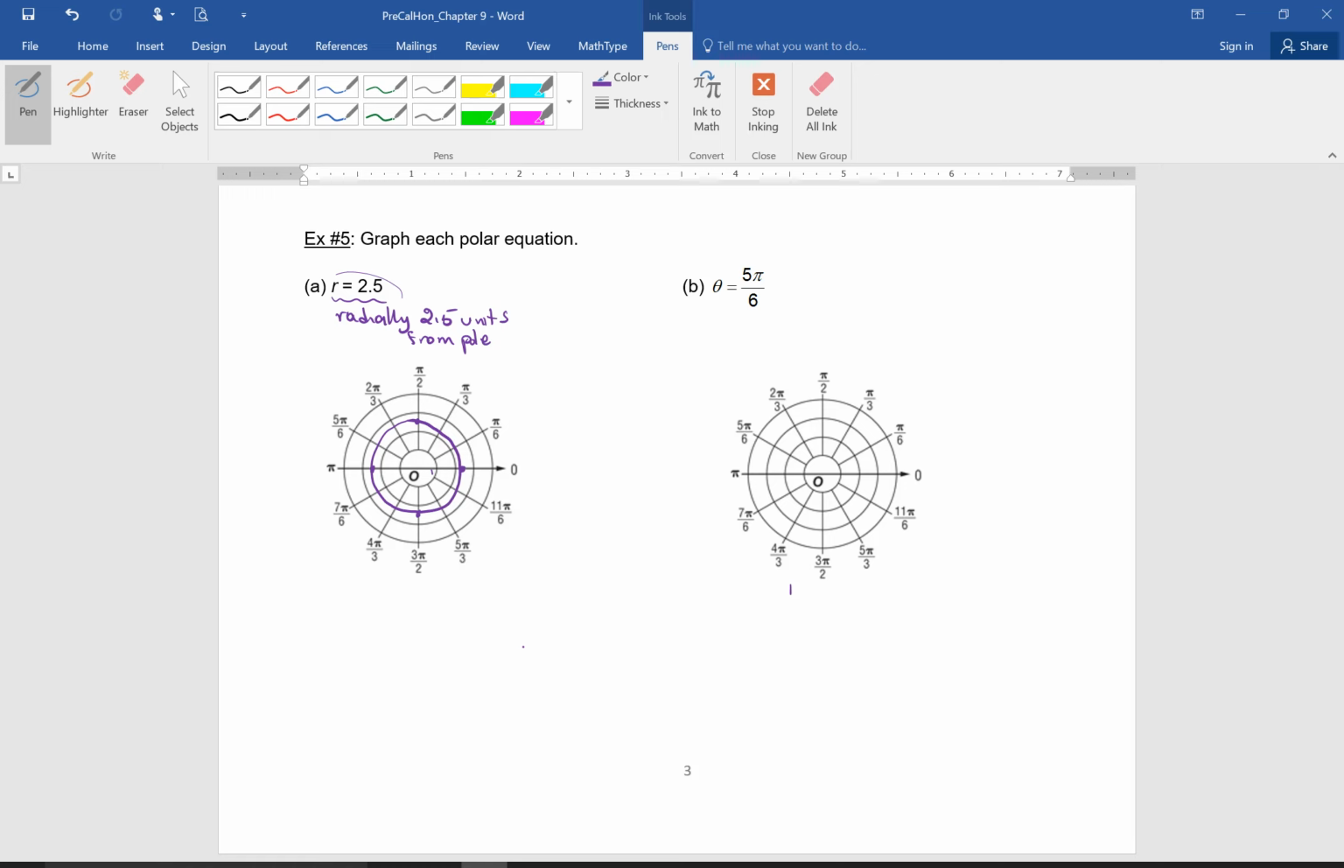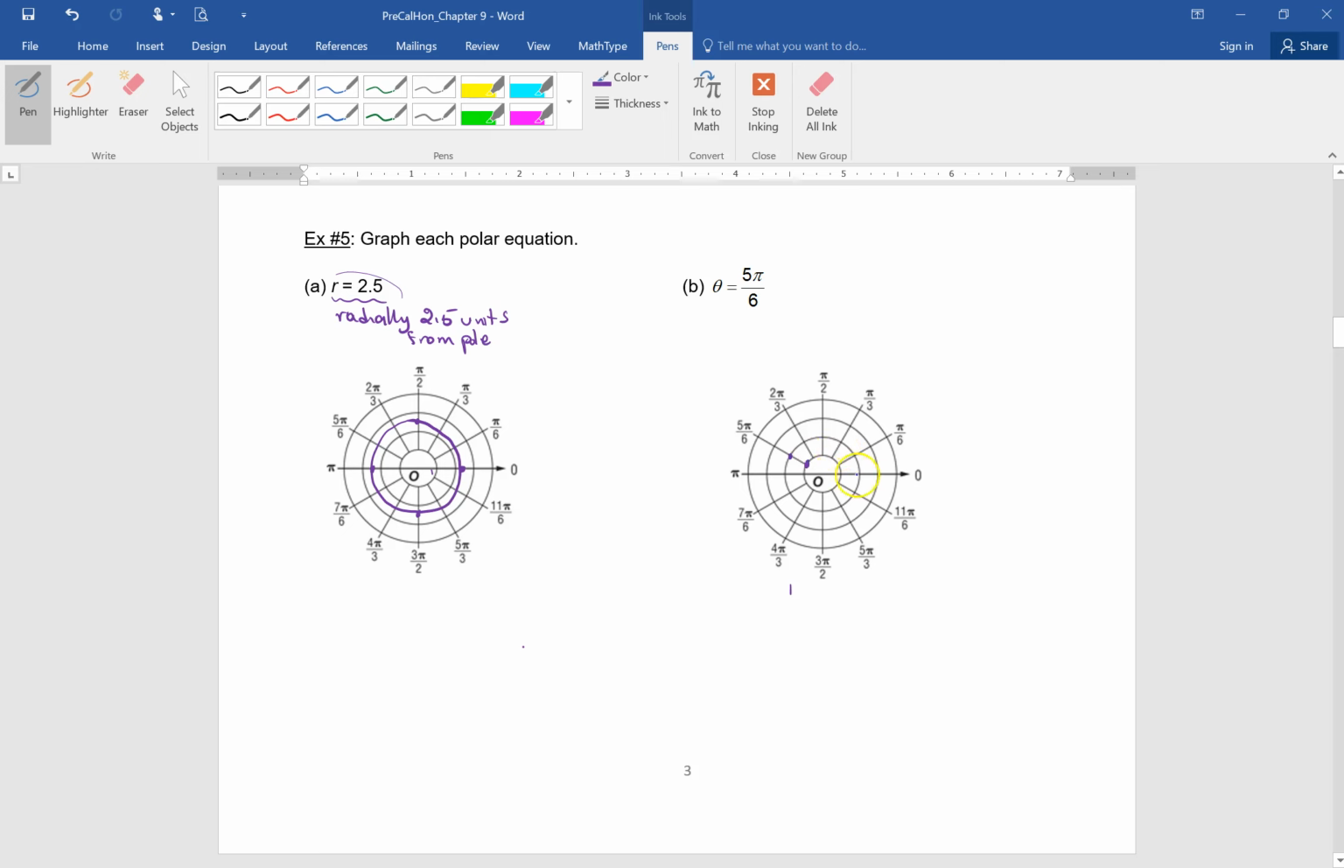You need classroom experience for that. All right. So theta. Okay. So now I want the set of all points that's 5π/6, that has an angle of 5π/6 from the polar axis. All right, so here I am. If my radius was 1 and I went up 5π/6, that's where I would be, here.